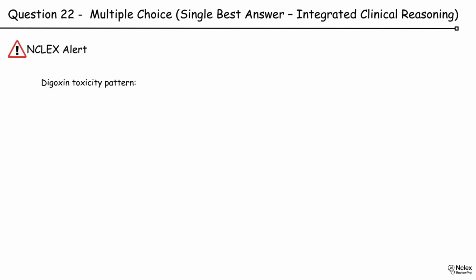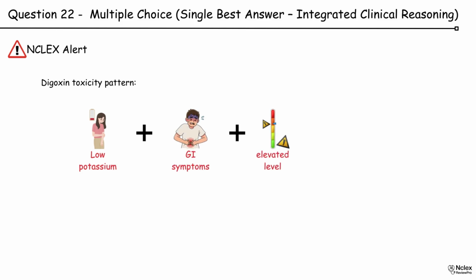Here's your NCLEX alert. Digoxin toxicity pattern is very testable. Low potassium plus gastrointestinal symptoms plus an elevated digoxin level should trigger immediate action. Do not wait for the rhythm to deteriorate.